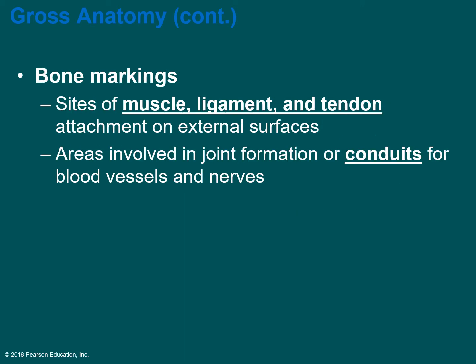Bone markings, these are places or sites where you can have muscle attachment, ligament attachment, tendon attachment, and some of the markings are usually involved with joint formations. They may be openings for blood vessels and nerves. Blood vessels and nerves often run together, and so there may be markings of where those are lying as they're adjacent to the bone and then how they enter the bone.